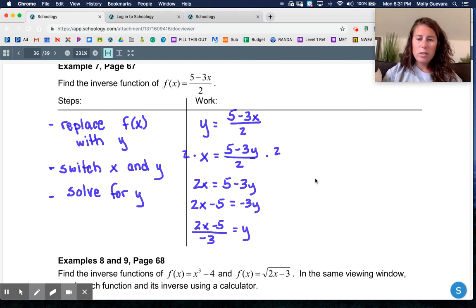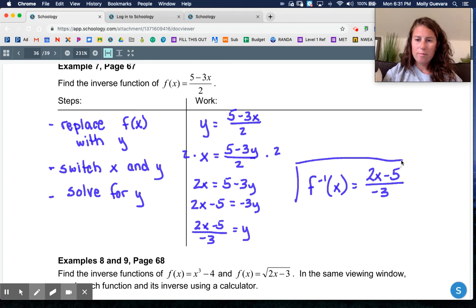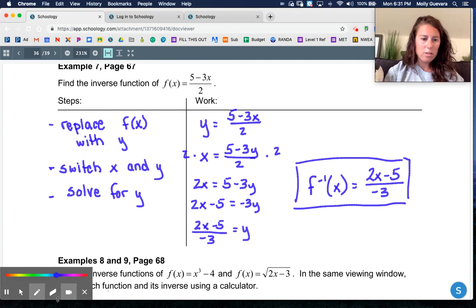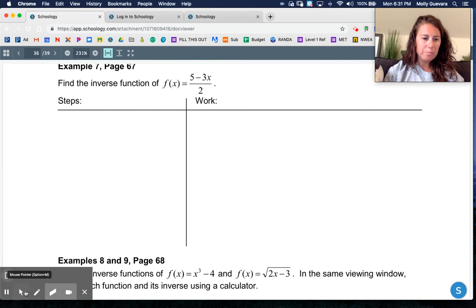And then once I have that, I can then go ahead and write f inverse of x is equal to 2x minus 5 over negative 3. And that is it. Yeah, not so bad. Just another quick review problem there.